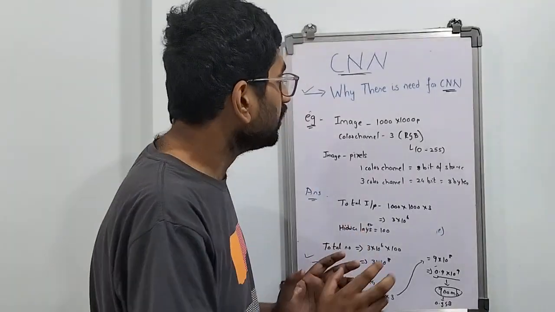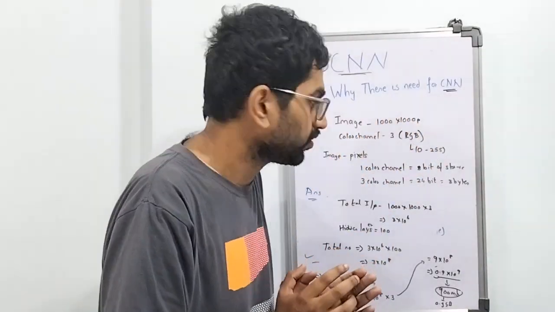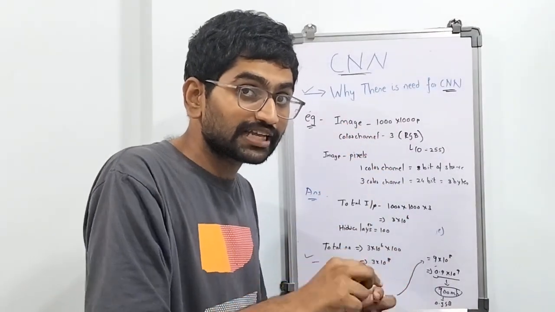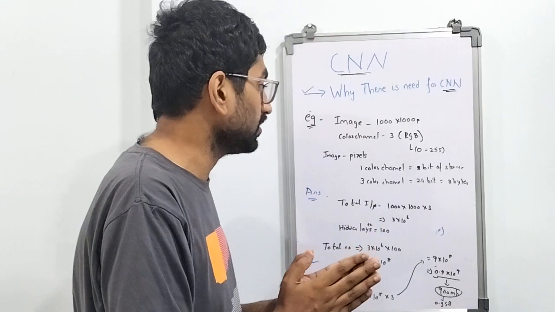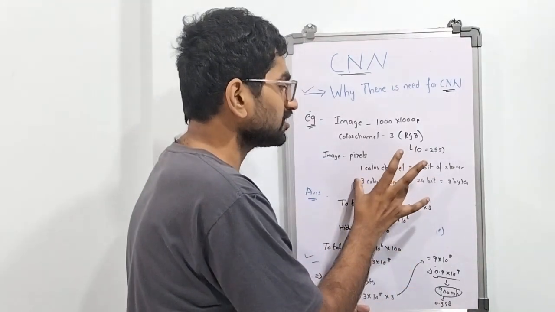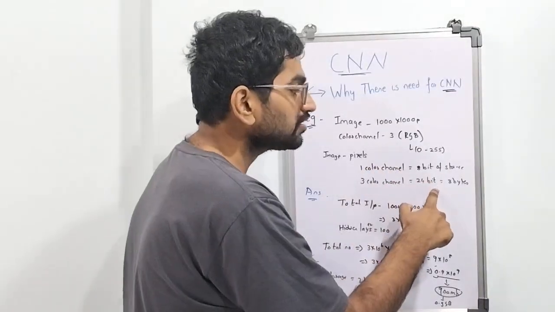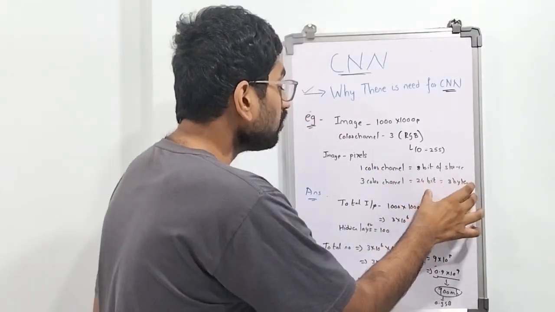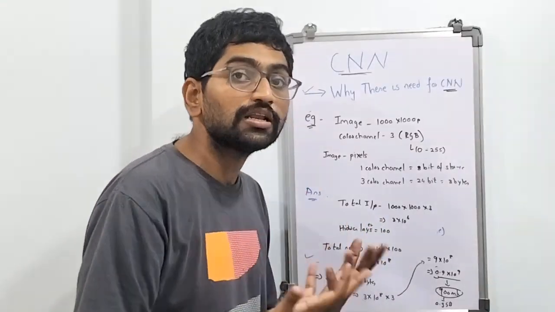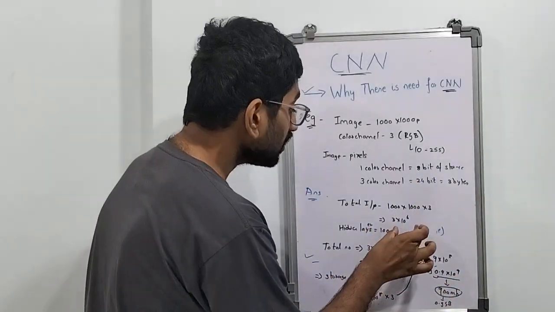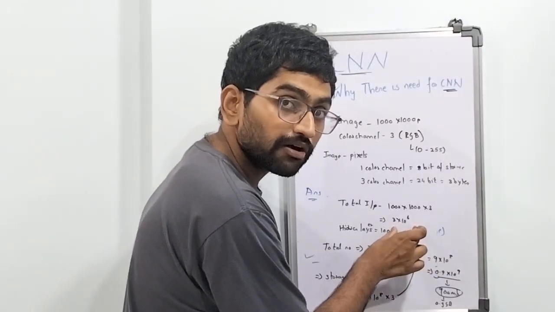So first, we took an image, a color image, and you know that the image is divided into different pixels, and a combination of pixels forms the image. You know that one color channel takes 8 bits of storage. Since it's a 3 color channel, it will be 24 bits, that is 3 bytes. So now you have to check the total input required for your neural network. So the total input is 3 × 10^6.